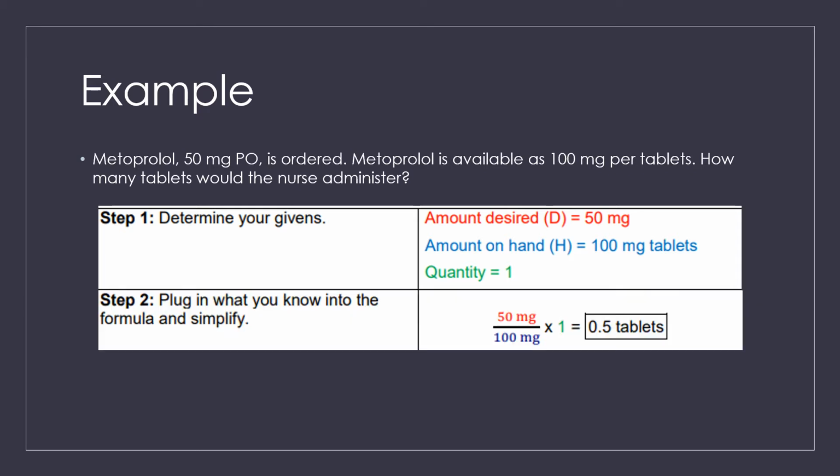So 50 mg divided by the amount on hand, which is 100 mg, times 1. So the nurse would administer 0.5 tablet, or 1/2 tablet of metoprolol to the patient. Another example.